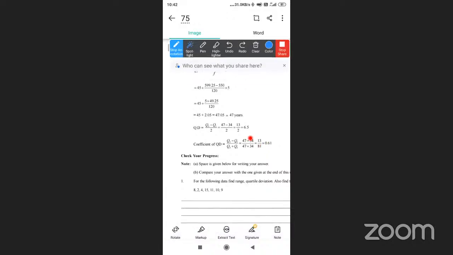So here are the exercise problems. First problem is individual series. Second problem is discrete distribution. Third problem is continuous frequency distribution. Do the problems on page number 76.